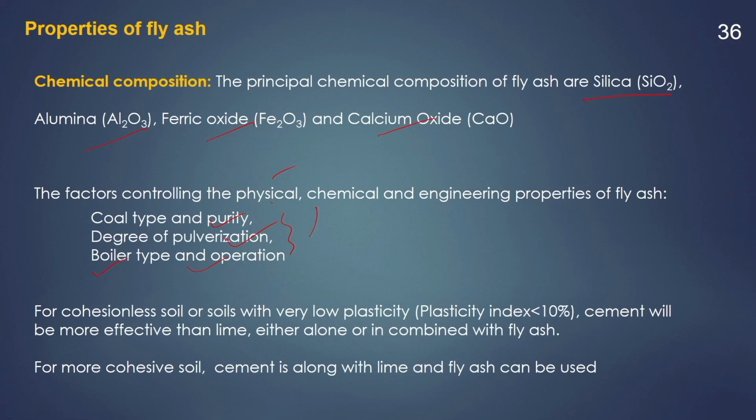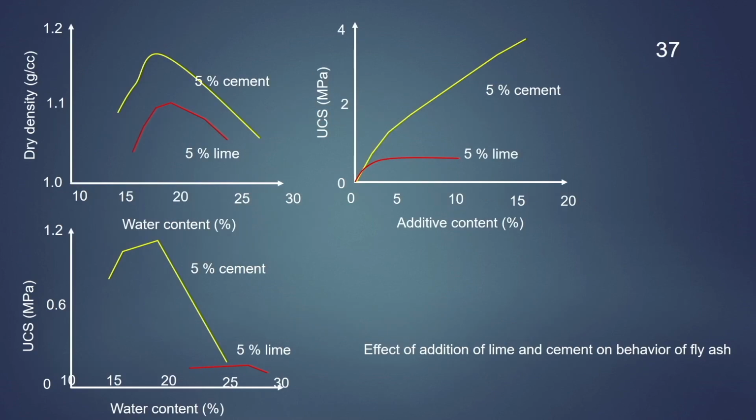For a cohesionless soil with very low plasticity, generally with a plasticity index less than 10, cement will be more beneficial than lime, either alone or in combination with fly ash. For more cohesive soil, cement can be added with lime and fly ash for soil stabilization. So, generally fly ash has to be added with cement or lime for a soil stabilization process.